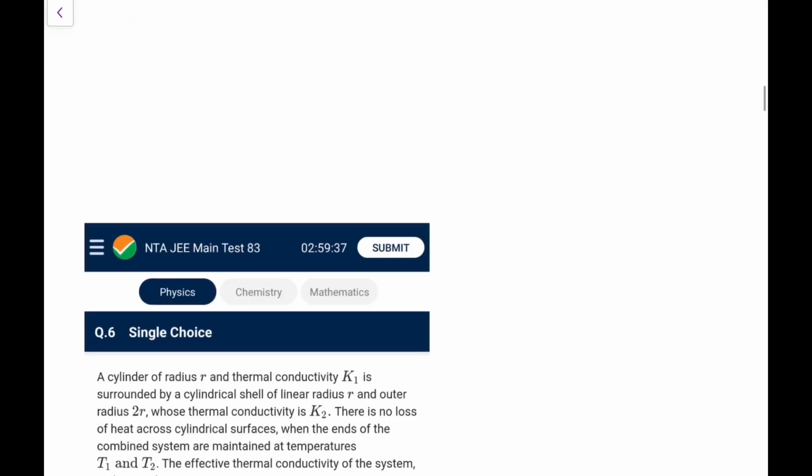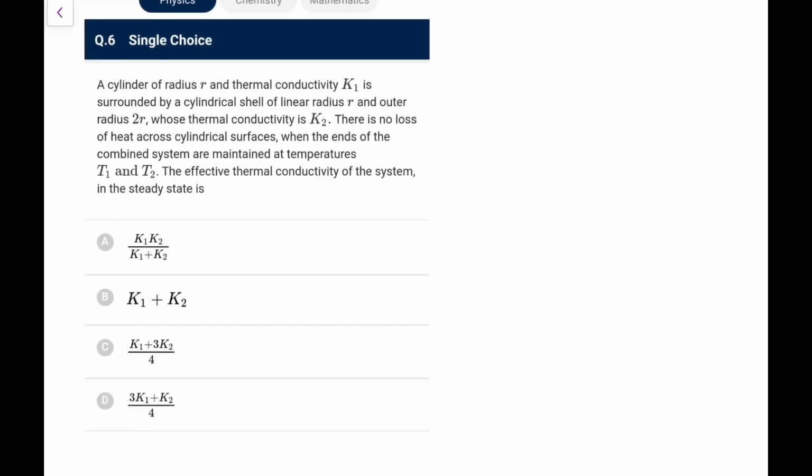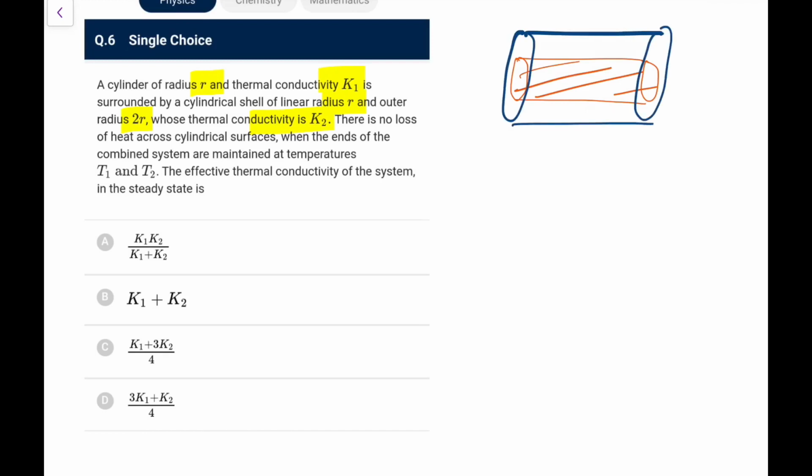Next. A cylinder has a radius r, conductivity K1, surrounded by a shell of inner radius r and outer radius 2r, and thermal conductivity K2. There is no loss of heat across cylindrical surfaces. Then the ends of the combined system are maintained at temperatures T1 and T2. The effective thermal conductivity? So here what we will have, this is the first one, this is a conductivity K1 surrounded by this, this is a conductivity K2, like this, and the ends are maintained at T1 and T2.